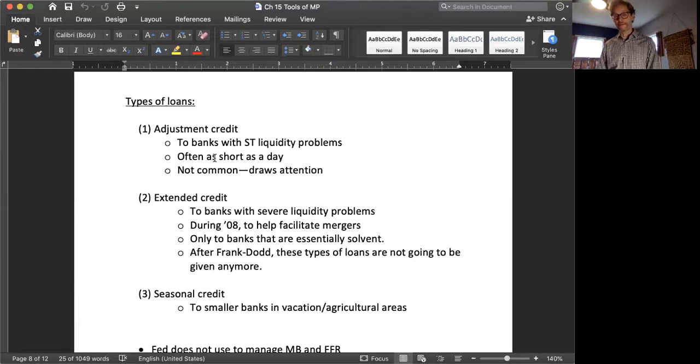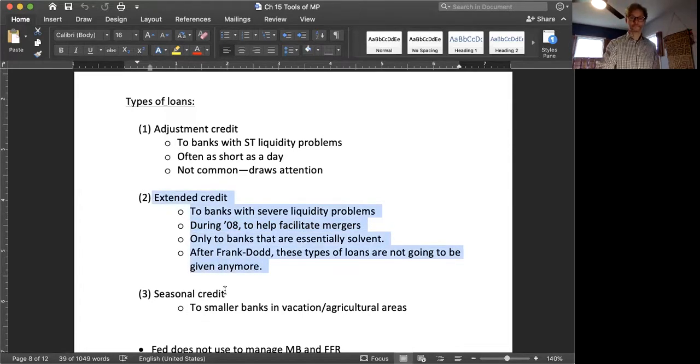Extended credit is even more rare. This is to banks that have liquidity problems, but they need to be lent money for longer periods of time. During the financial crisis in 2008, the Fed did make some extended loans to banks to help facilitate mergers. But now the Fed can't even give these types of loans anymore. We talked about in the Frank-Dodd Act that the Fed's not allowed to lend long-term to banks anymore. And so it's going to have to be a pretty unusual circumstance for the Fed to offer extended credit in the future.